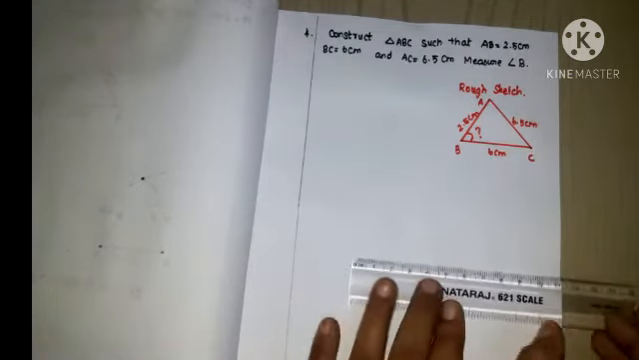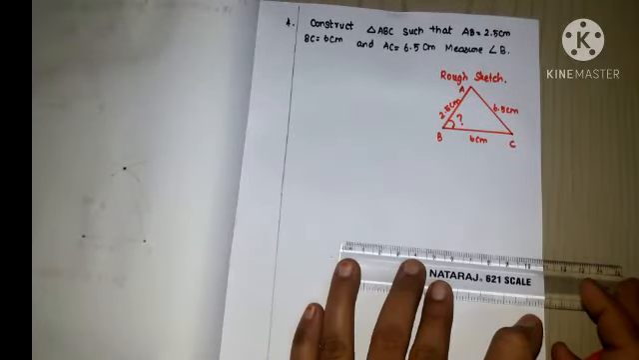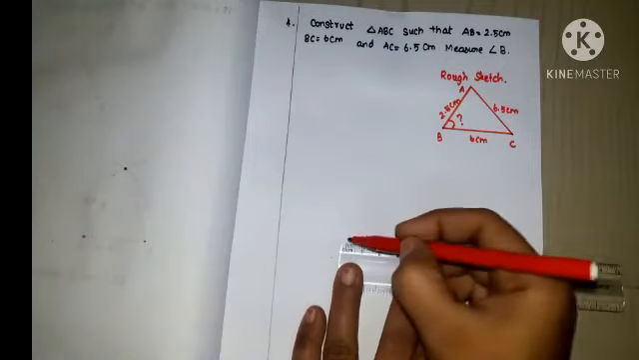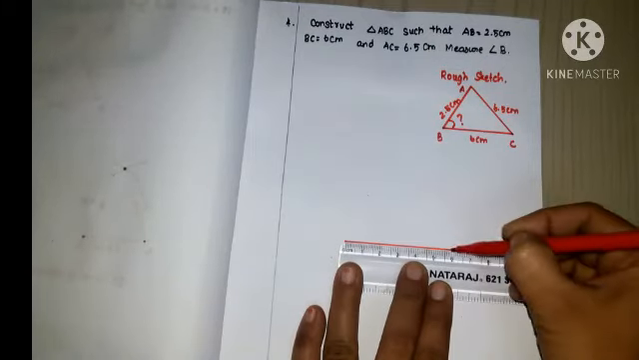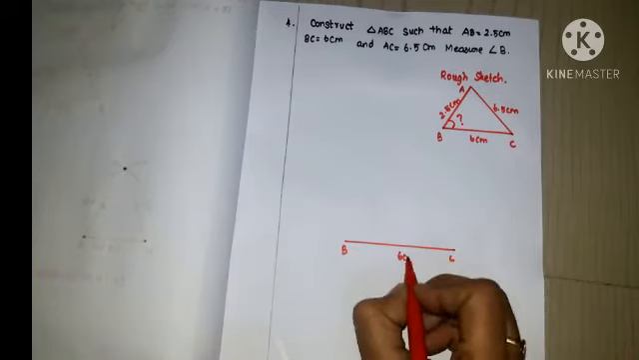Okay, let's finish our triangle. After that, how to find the angle? Okay, we will see how to find the angle. So now BC is the baseline. BC is equal to 6 cm. So draw the line segment of 6 cm. So B and C of 6 cm.